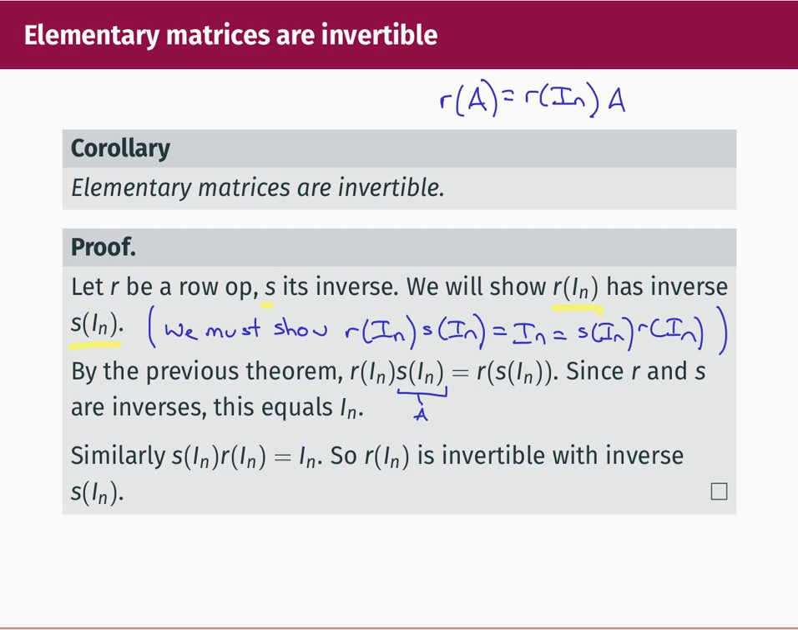But if we think about S of IN times R of IN, well, we could use the same result only with S in place of R and with this as our matrix A. And that would tell us that S of IN times R of IN was S of R of IN. And since S and R are inverses, this would just be the identity matrix again. That completes our proof, so we know that every elementary matrix is invertible, and we even know what its inverse is.